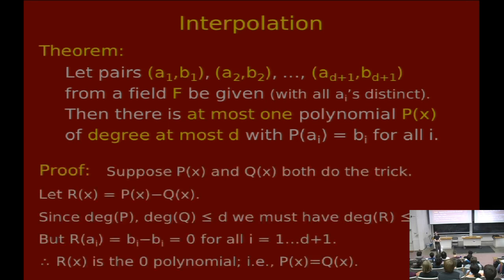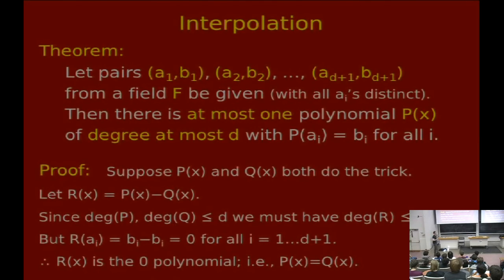Here's the proof. It's quite short. Suppose, by way of contradiction, that p of x and q of x are two polynomials which both fit the data. On the last line, we're going to show that actually they're equal, and that indeed proves that there's at most one polynomial. It's quite easy. Suppose p of x and q of x both fit the data. Just subtract them and call r of x the new polynomial.